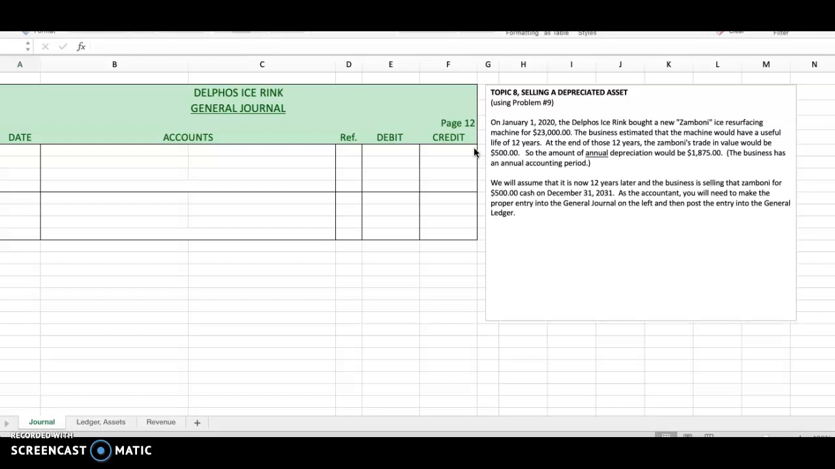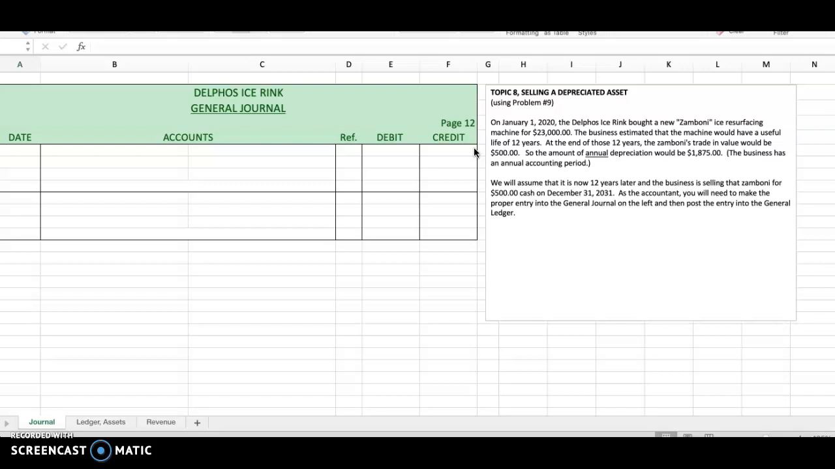Now, we're going to assume that it's 12 years later. We said this Zamboni had a life expectancy of 12 years, and it is now 12 years later. And we will assume that you not only have graduated from high school, you've graduated from college, and you have been hired as the accountant for the Delphus Ice Rink. So you need to deal with this situation now that we have a Zamboni that's worn out.